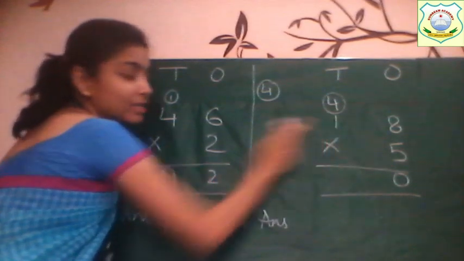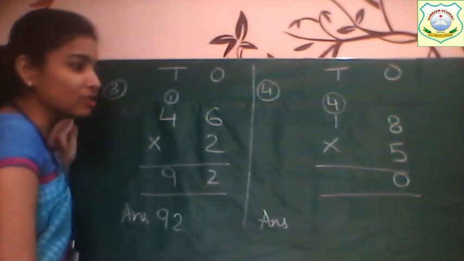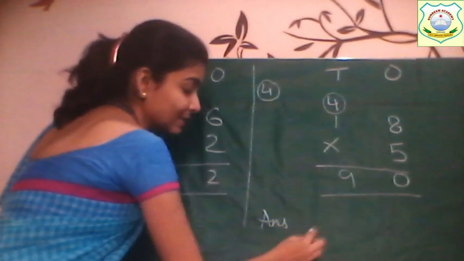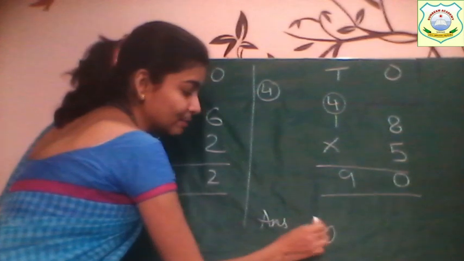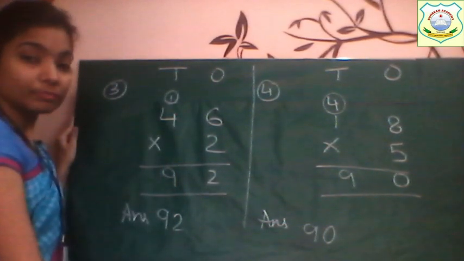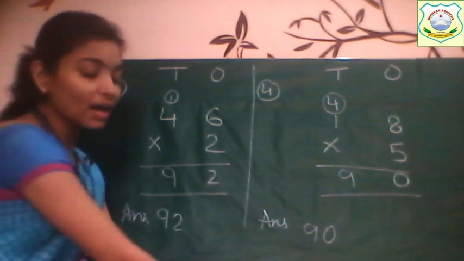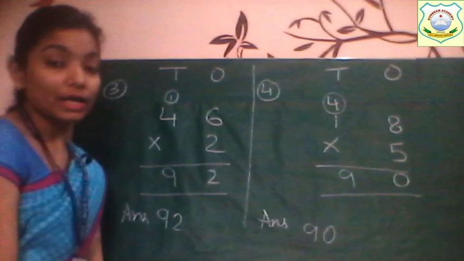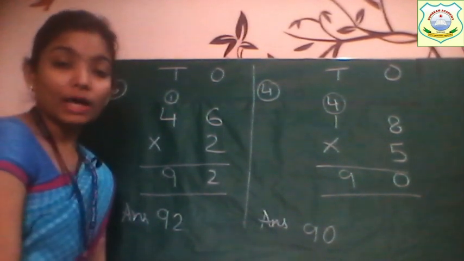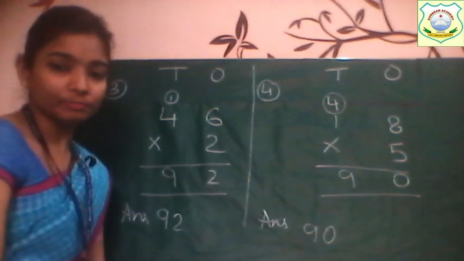Next, 5 ones are 5 plus 4. How much is it? 5 plus 4 is 9. So this will be the answer, 90. Write down 90. These are for classwork. Now you have to do the homework. I will be giving you some questions as homework, and just watch it properly and note it down. Okay.